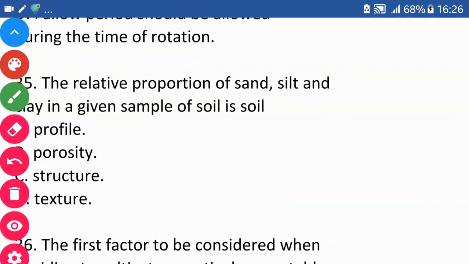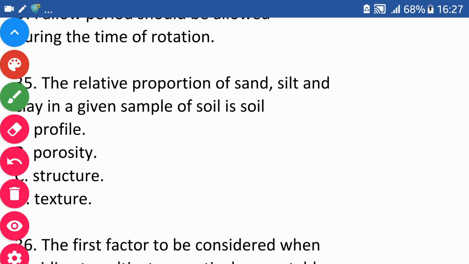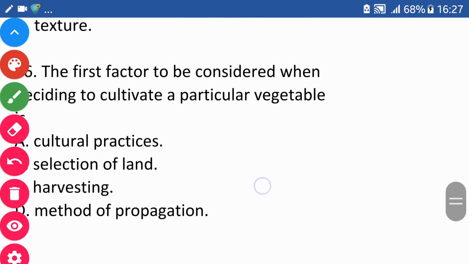35. The relative proportion of sand, silt, and clay in a given soil sample is soil texture. The first factor to be considered when deciding to cultivate a vegetable crop is selection of land. So B.